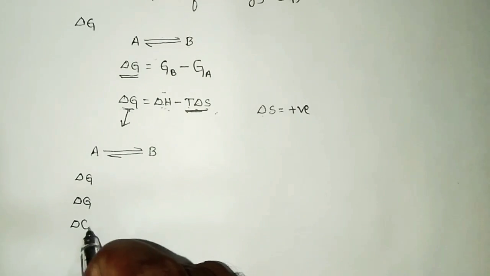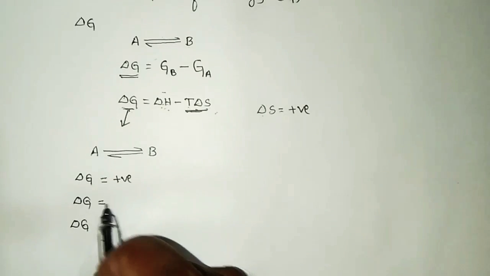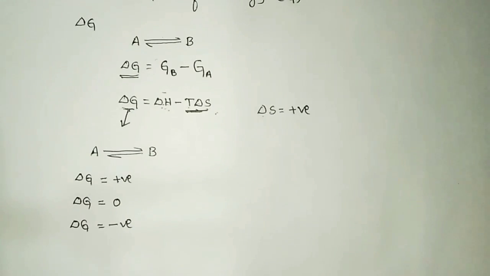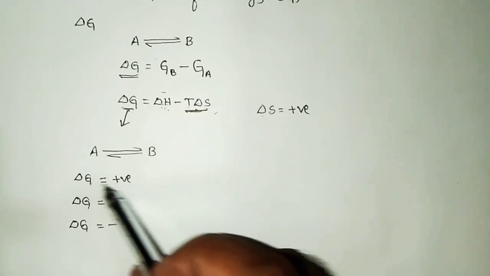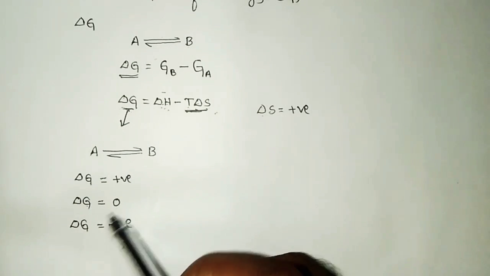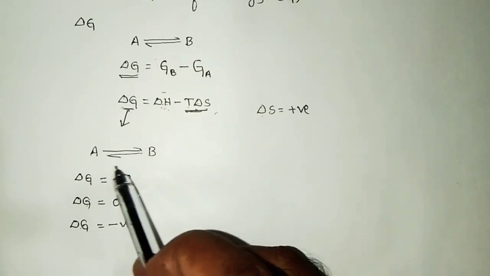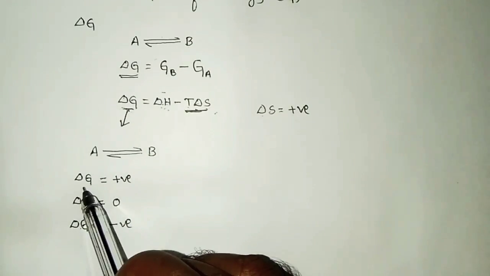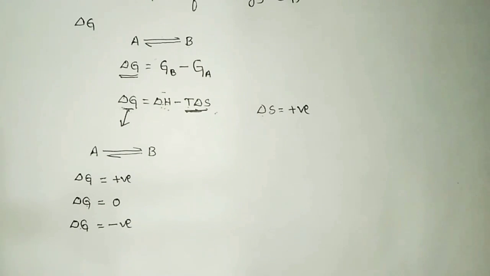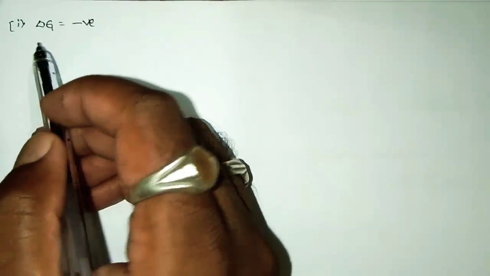That is, delta G may have a positive value, delta G may be 0, and delta G may have a negative value. So if delta G has a positive value, that gives one piece of information. Similarly for delta G equals 0 and delta G negative. Now we shall see the significance of these three cases. Firstly, if delta G is negative.